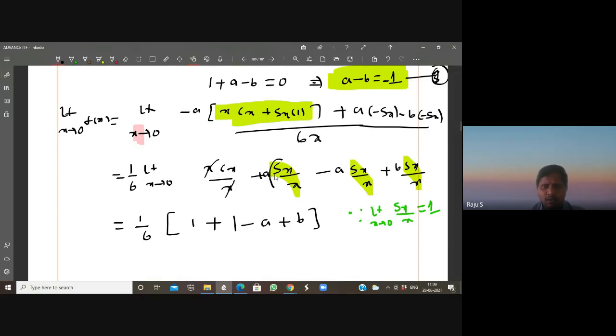Here also a. Here also a must be. So here a. So this is a. This is a. Right.